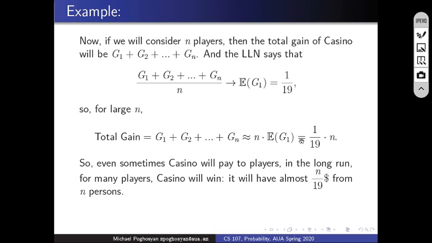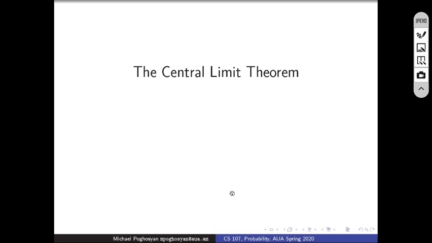for that contract in such a way that the expected gain of the company will be positive. Sometimes they will pay for some accident, etc. But if they have a lot of customers, in the long run for large n, they will win. Their winning will be positive. This is because of this law of large numbers. Okay, this much about the law of large numbers.